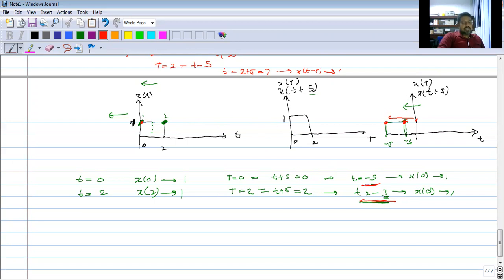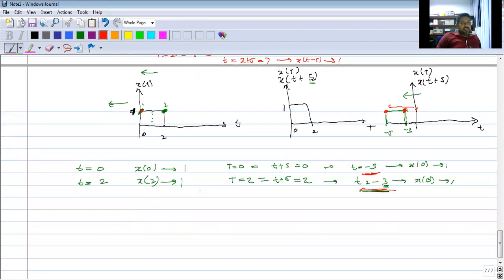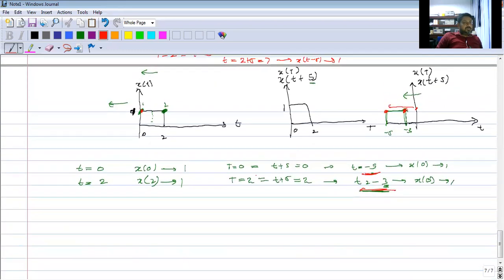Try to do this and try to understand. If you can't understand, you can ask me, and I can explain it another time. But this is the maximum way I can explain this.